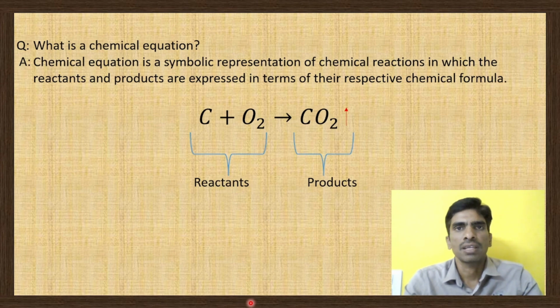What is a chemical equation? A chemical equation is a symbolic representation of chemical reactions in which the reactants and products are expressed in terms of their respective chemical formulas. Carbon and oxygen combine to form carbon dioxide. Here, the substances involved in the chemical reaction are known as reactants. The substances formed after the chemical reaction are known as products.